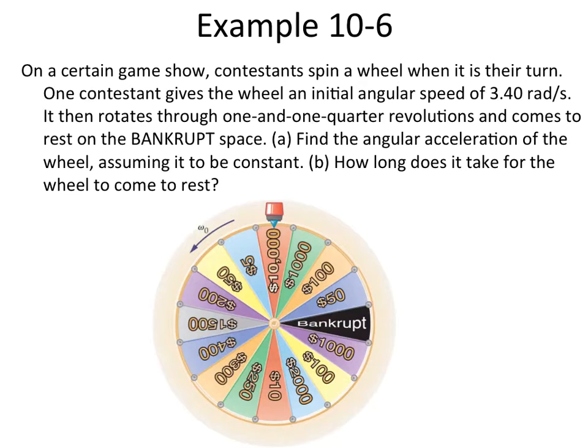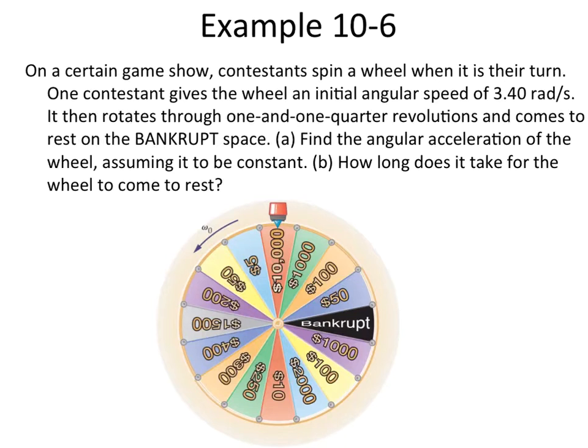Okay? So I'm going to start by not even really reading the question, but just looking through it and picking out some of the values that we have. An initial angular speed of 3.40 radians per second. So our omega initial is 3.40 radians per second. That's how fast they're turning it when they first spin it. And note that it is going counterclockwise, which we consider to be the positive direction.